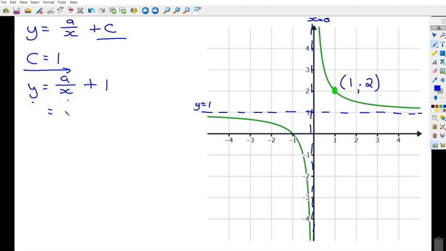So I'm going to substitute in here. I've got an x value of 1 and a y value of 2, and I'm plussing c over there, plus 1. What is a divided by 1? It's just a. I'm going to take the 1 over, and it becomes negative 1.